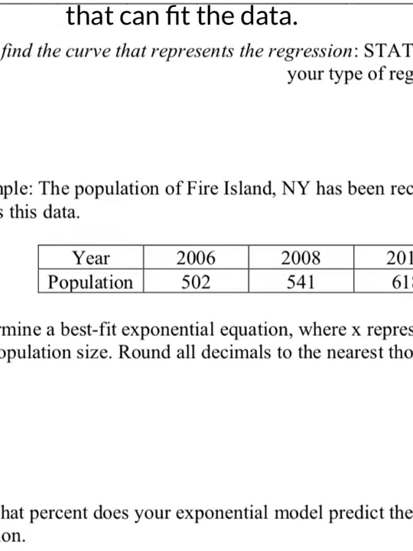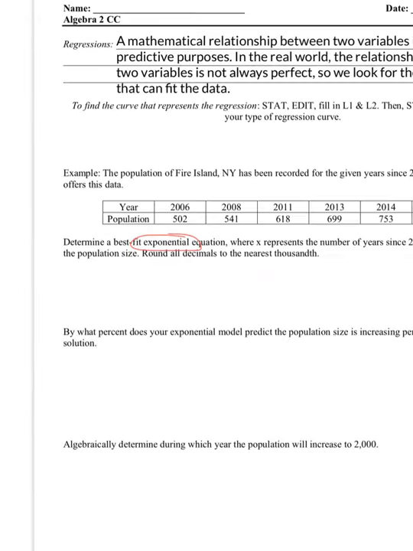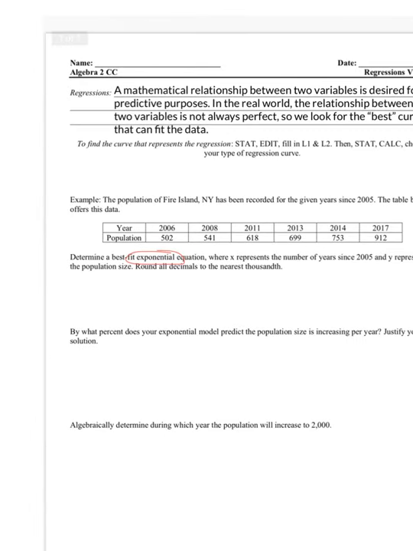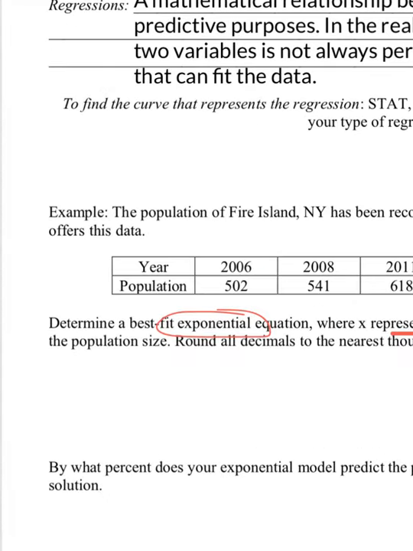So if we look at this first example, the population of Fire Island, New York has been recorded for the given years since 2005. The table below offers this data. So in the year 2006, there were 502 people. In the year 2008, there were 541. In 2011, there were 618, so on and so forth, okay? The first question, determine a best fit exponential equation. So this is important. Exponential equation, where x represents the number of years since 2005. This is important too. And y represents the population size. So x is your years, y is population size.